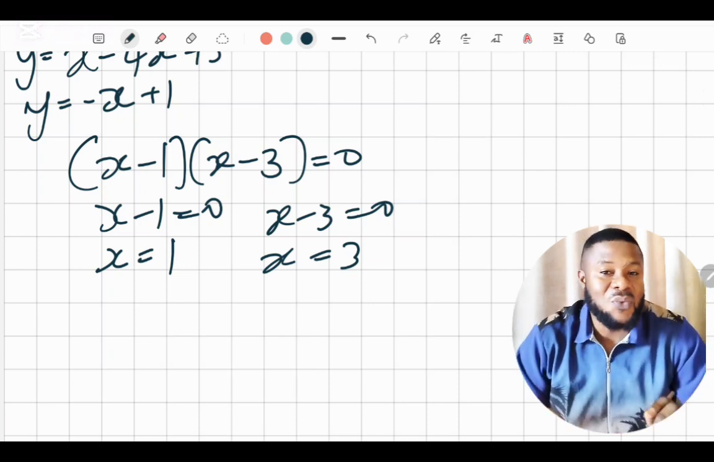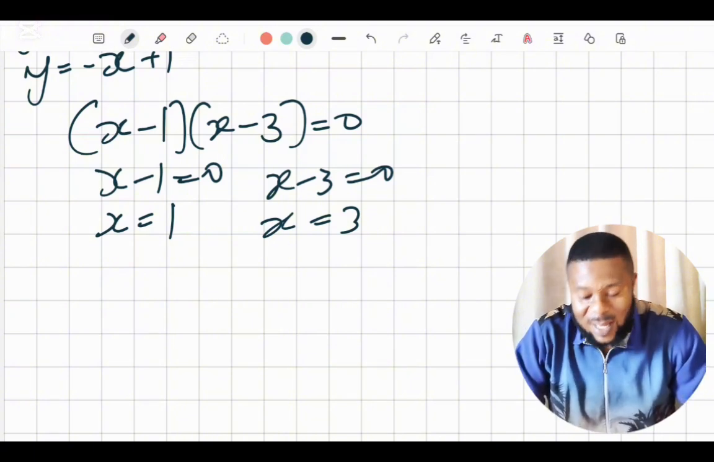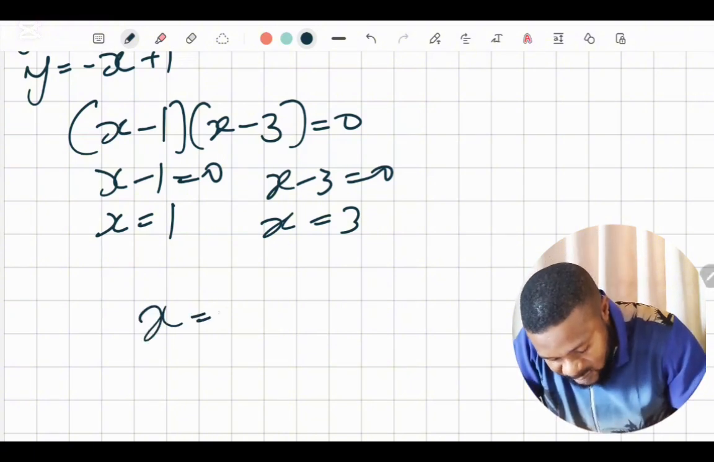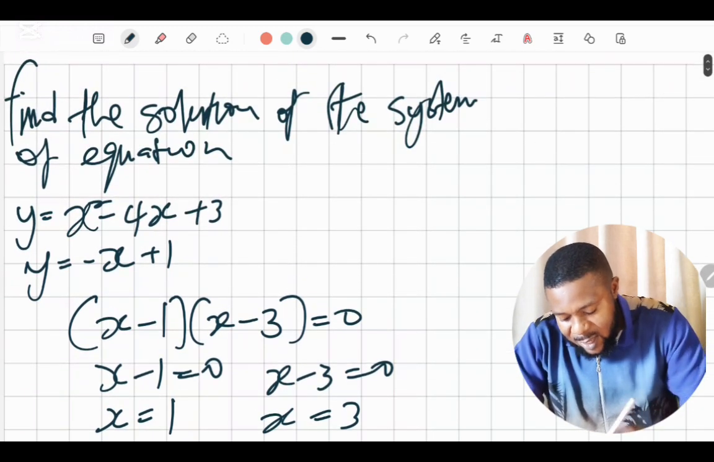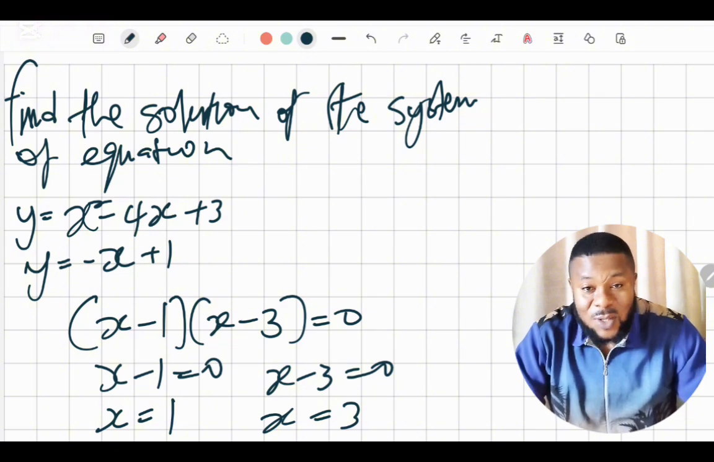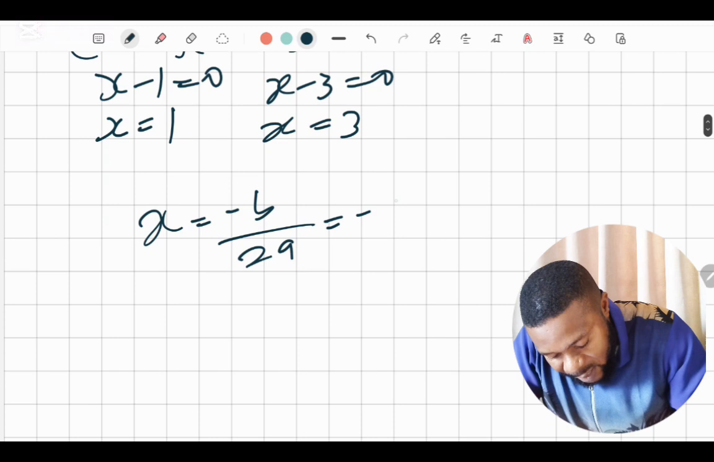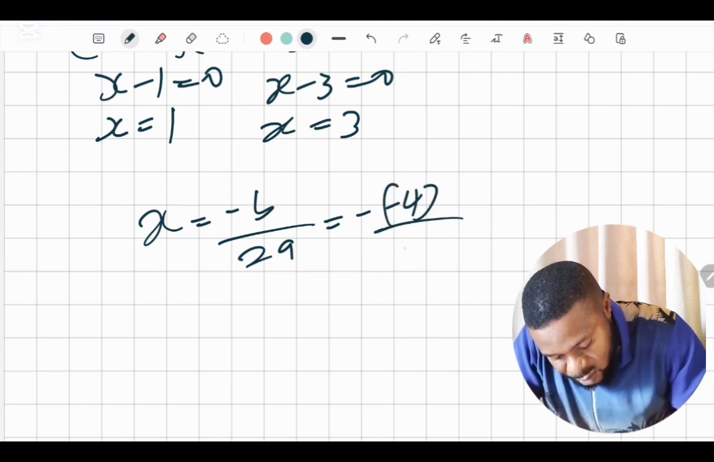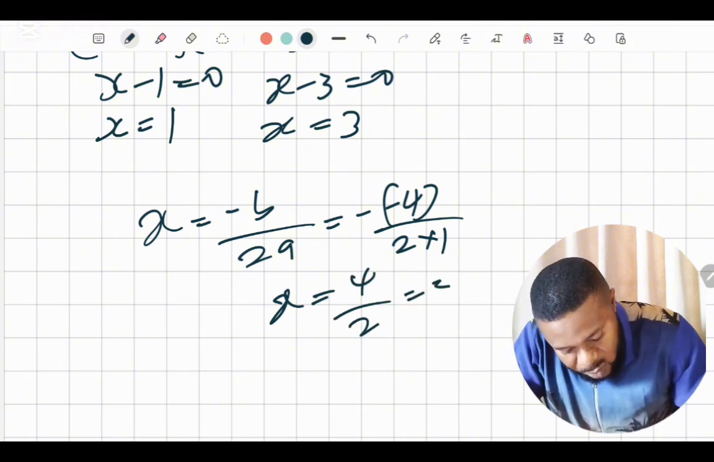The next thing is for us to find the vertex. To find the x component of the vertex, x is equal to minus b over 2a. a is the coefficient of x squared, and b is the coefficient of x. So this is simply minus minus 4 over 2 times 1. And this is x being equal to 4 over 2, which is 2. So our x is simply 2.